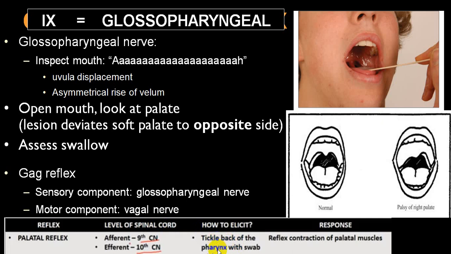You have to tickle the back of the pharynx with the swab stick. So sensory pathway is 9th, motor pathway is 10th. So this is combined for 9th and 10th. When you touch the soft palate, we call it palatal reflex. And with the cotton swab, if you touch the posterior pharyngeal wall, we call it pharyngeal reflex. Together, we give a common name. We call it a gag reflex.